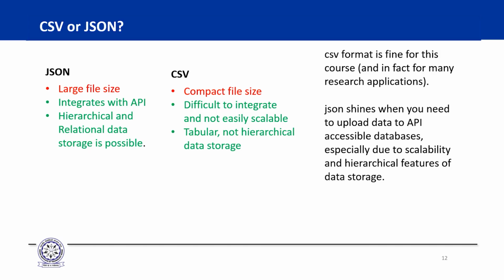So for the purpose of this course, if you want to write any initial short codes related to materials informatics, I would suggest going ahead with the CSV format. It's perfectly fine for this course, and in fact, for many of the research applications, it'll work. But the JSON format is really useful if you need to upload the data to any of the API accessible databases, which we are going to talk about, and if you really need that hierarchical and relational features of data storage.